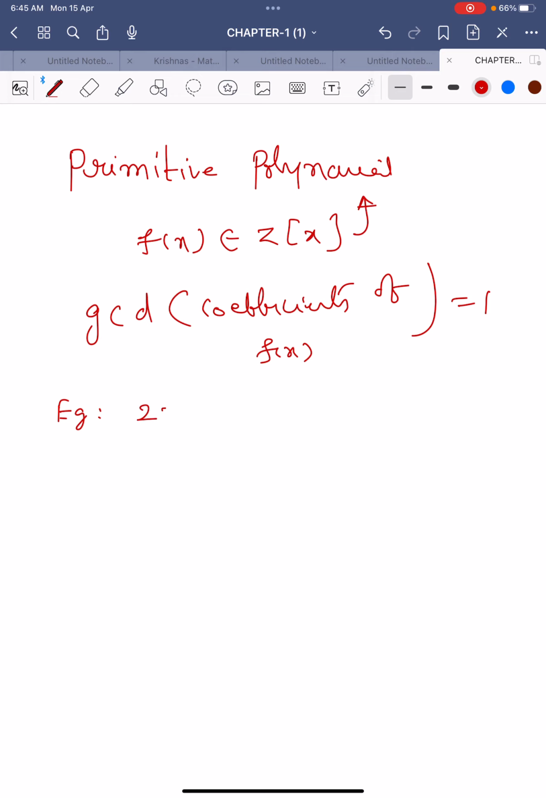Suppose 2x square plus 3x plus 1 is a quadratic polynomial. What are the coefficients here? 2, 3, 1. Their GCD is equal to 1. They have only one greatest common divisor, 1. Therefore, it is a primitive polynomial.